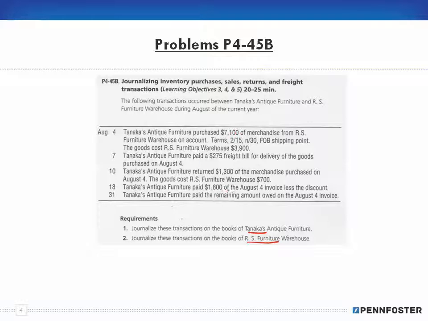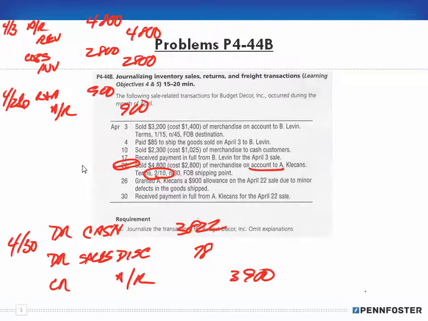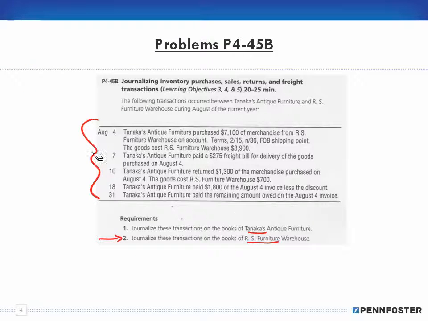So Tanaka is doing the purchasing, but RS is doing the selling. So from the perspective of RS, these transactions are going to be very similar to the ones that we did for 4-44, because they're doing the selling. This problem is very much the same as doing RS Furniture.